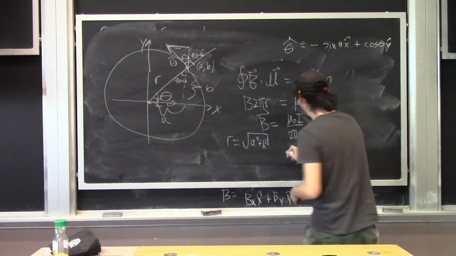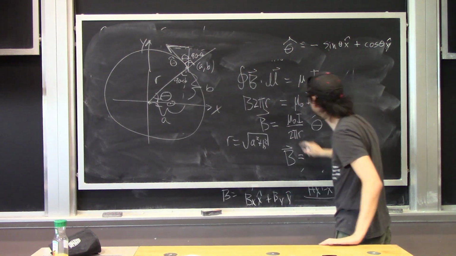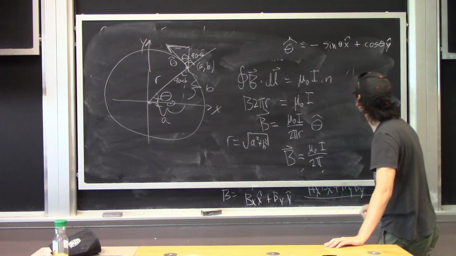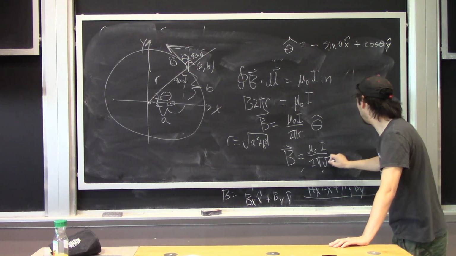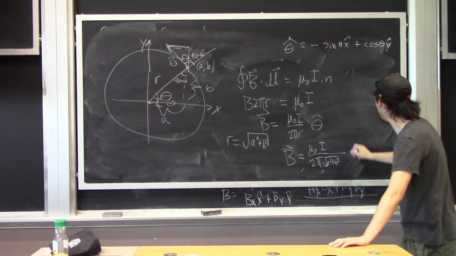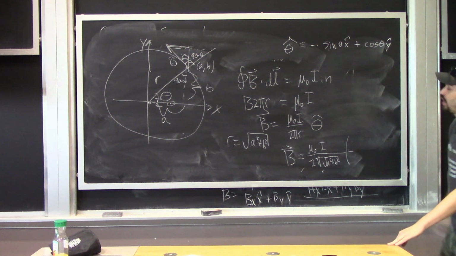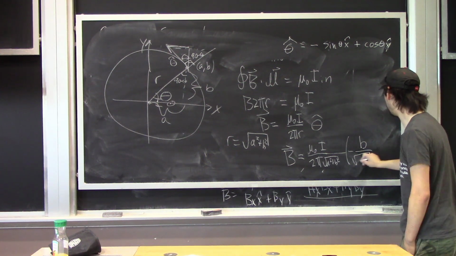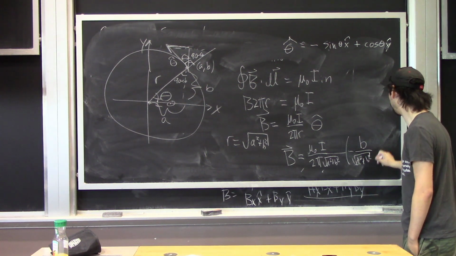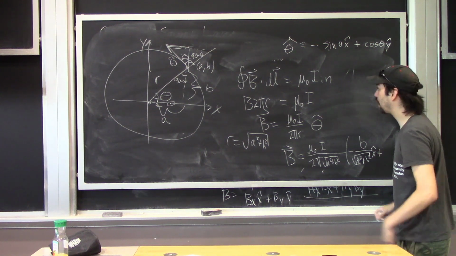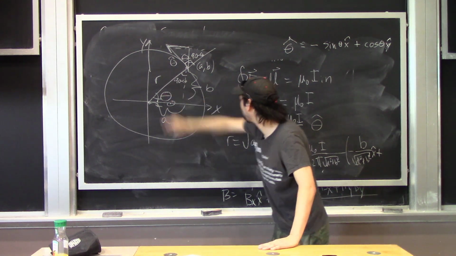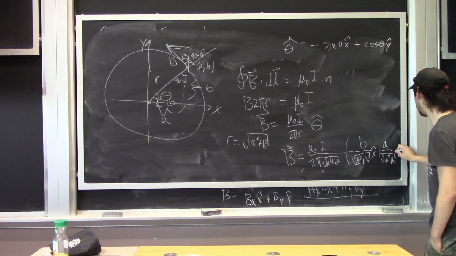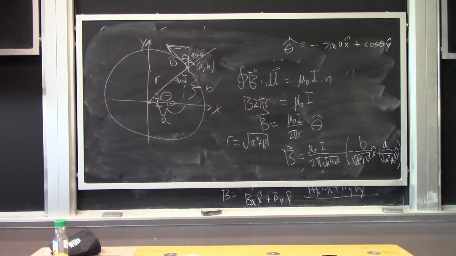So what that says in the end, when I want to write this in x and y components, this is going to be mu naught I divided by 2 pi times r, which is the square root of a squared plus b squared, times the negative sine of the angle. The sine is going to be b divided by r, and so this is b divided by the square root of a squared plus b squared, x hat, plus the cosine, which is going to be a over r, so this is going to be a divided by the square root of a squared plus b squared times y hat. Okay? And then that's it.